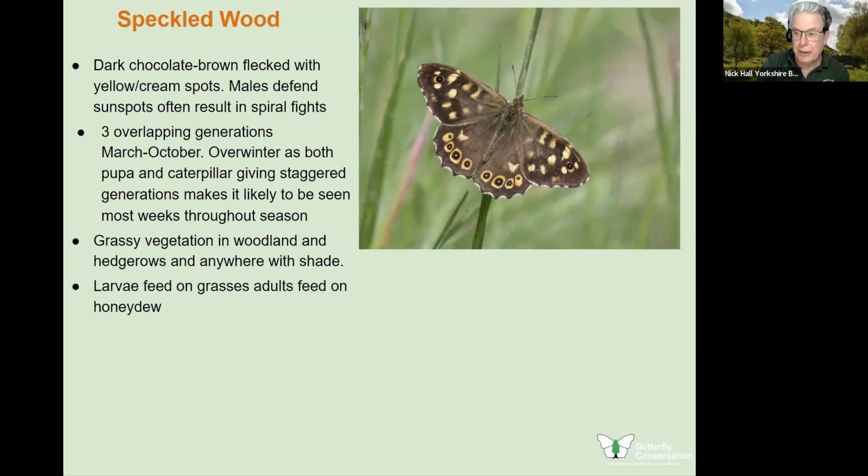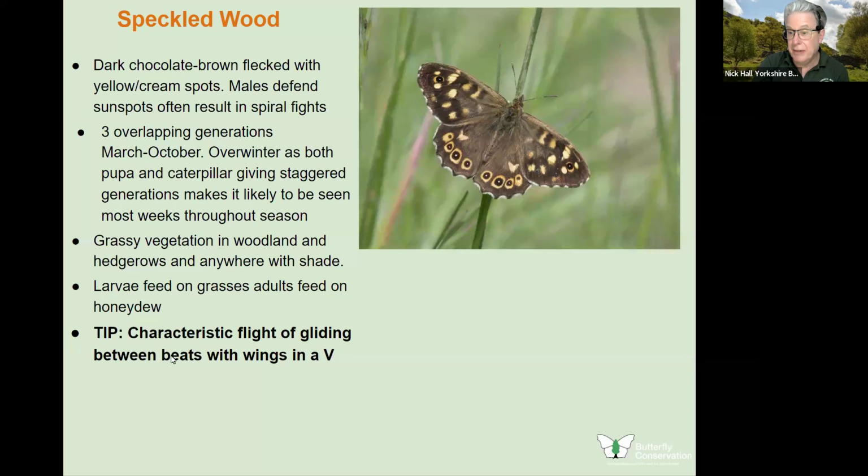The larvae feed on grasses, and the adults feed on honeydew. So this is the sticky sugar that comes from the rear end of an aphid. So if you've got sycamore trees which are prone to getting aphids, and the leaves underneath get sticky, they are basically feeding on the honeydew from feeding aphids, which of course are very common.